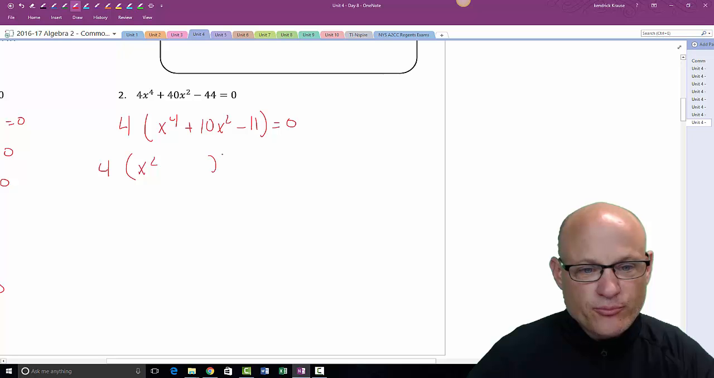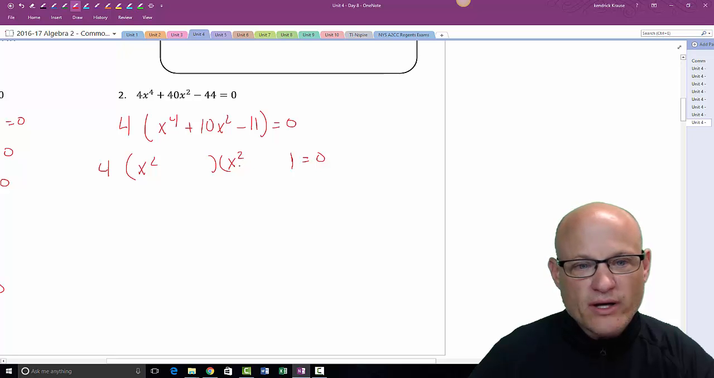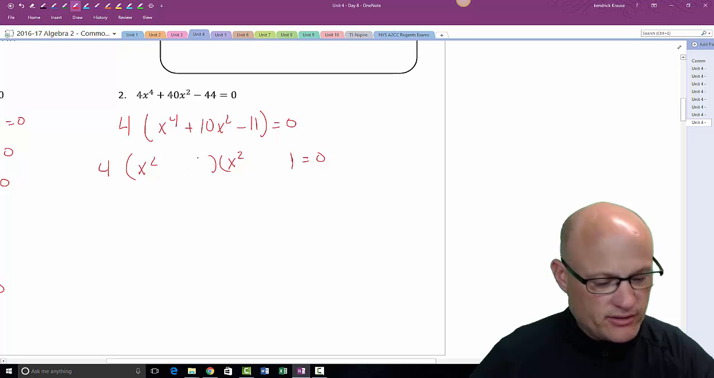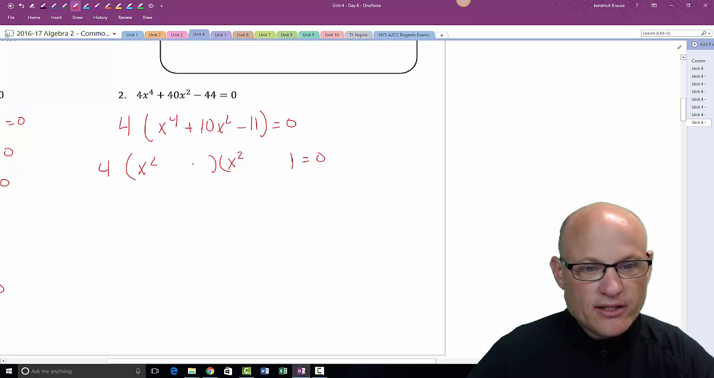4x squared, x squared. Oh, I'm going to end up doing some of these twice. All right, since this is an easy one, I'm not going through the split the middle and go crazy kind of thing. Multiply to negative 11, add up to 10. That's got to be positive 11 and negative 1.